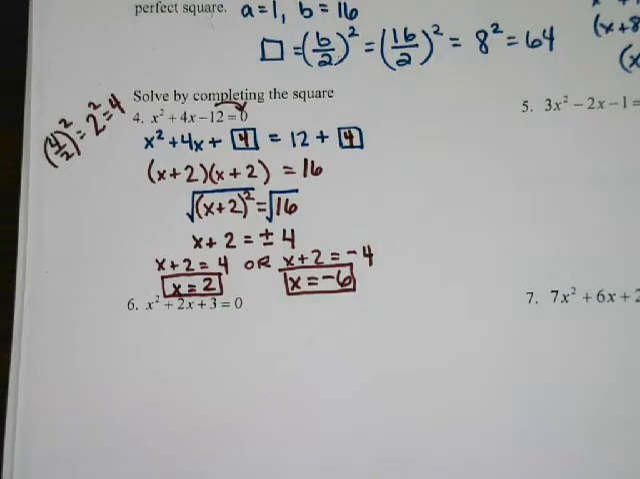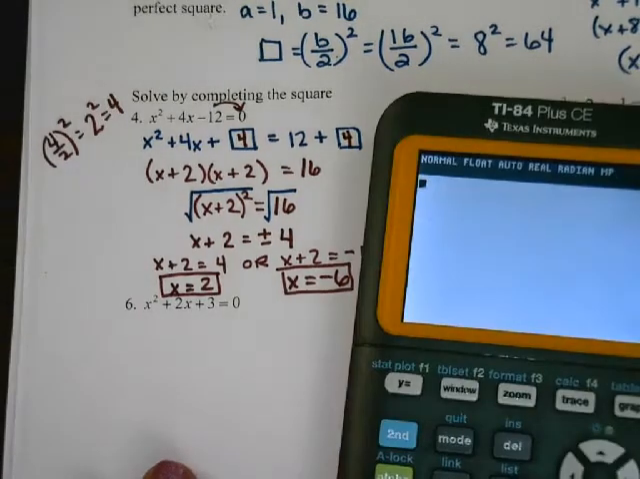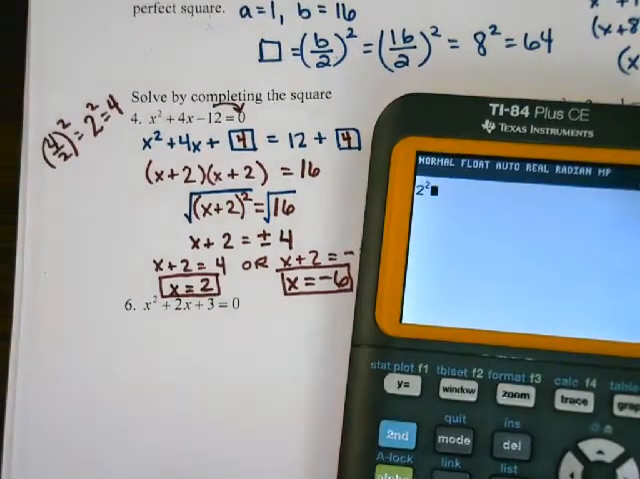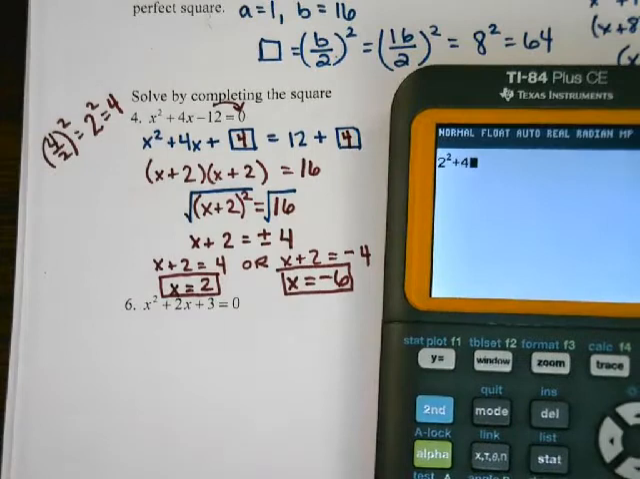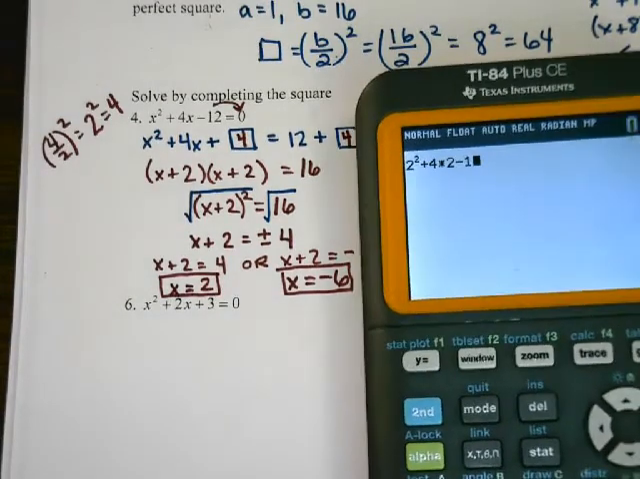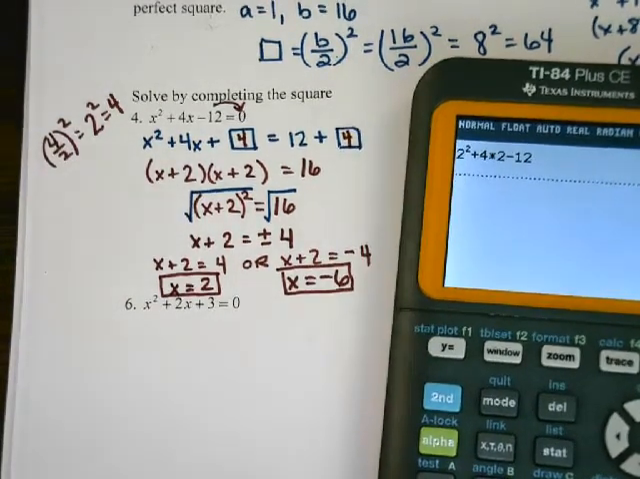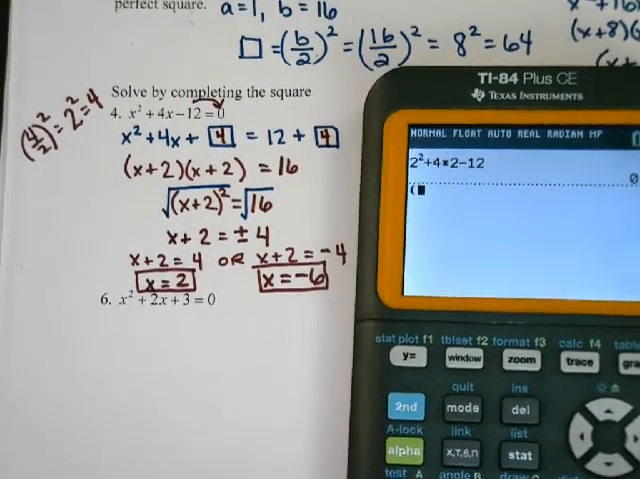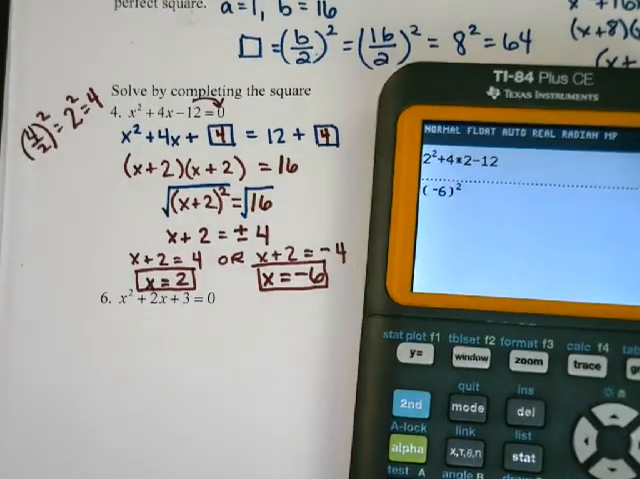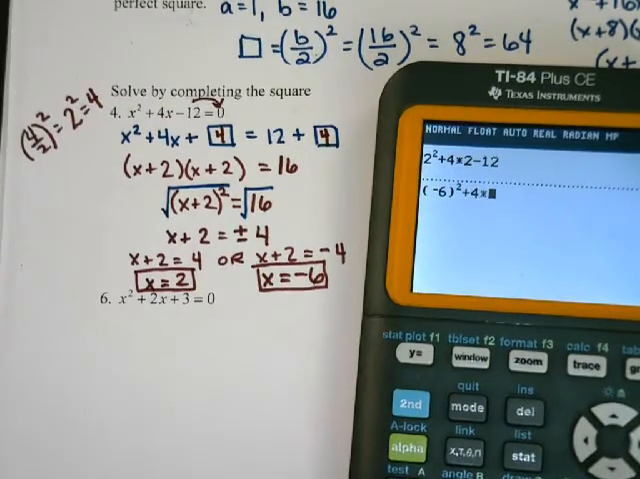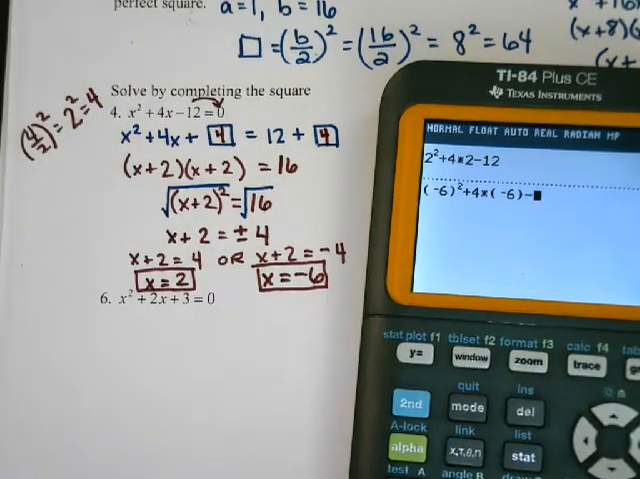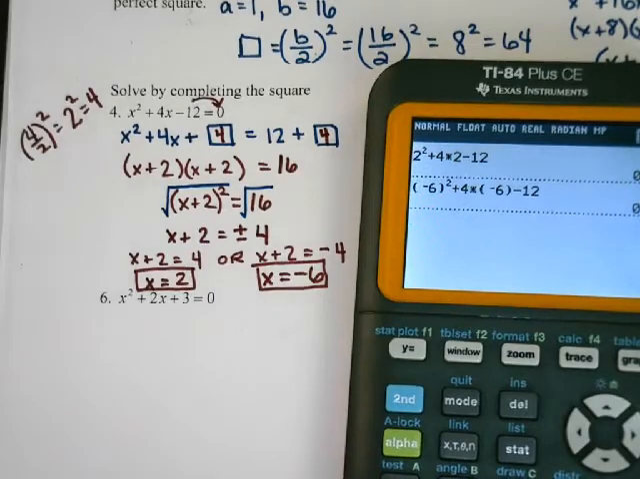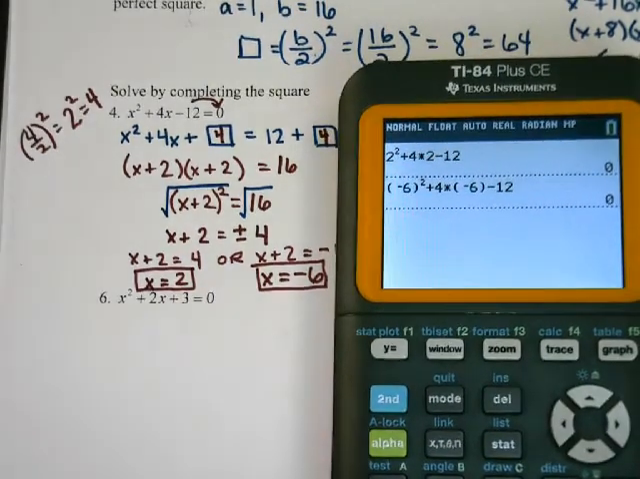Stick them back in, right? We could plug 2 in for all those, right? So I could say, okay, 2 squared plus 4 times 2 minus 12. Hey, look, we got 0. And I could do the same thing with negative 6. Negative 6 squared plus 4 times a negative 6 minus 12. Hey, look, I got 0 again. Okay, that's one way. So you can plug it back in.